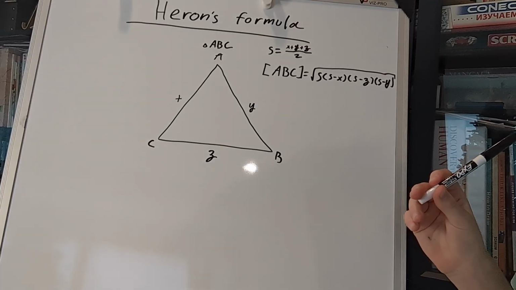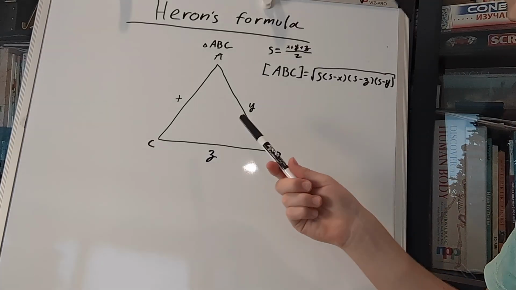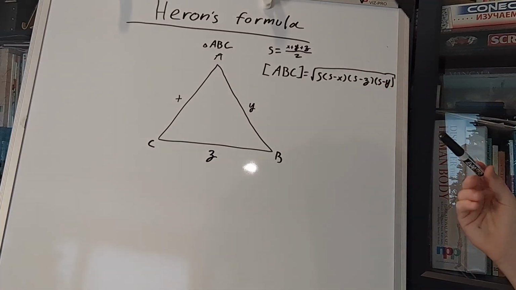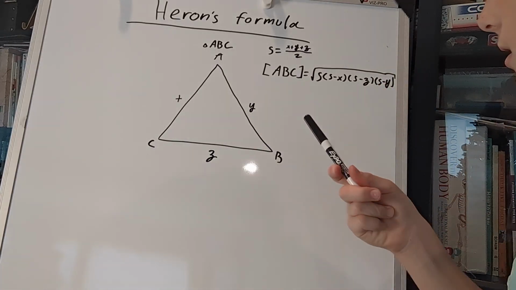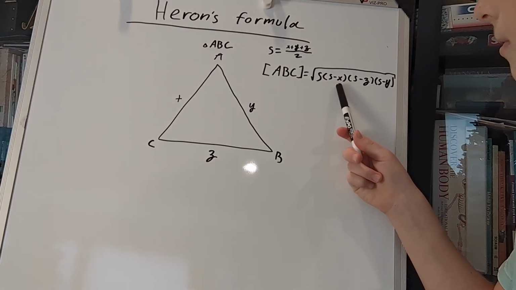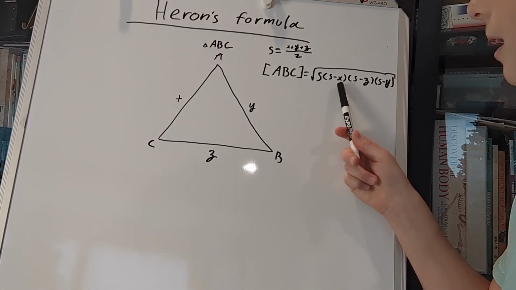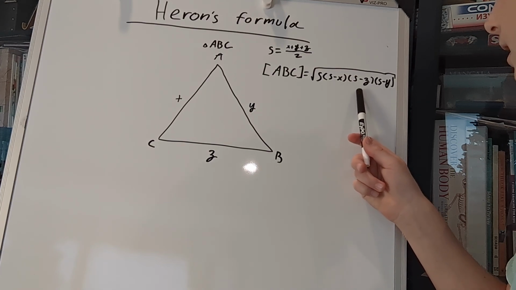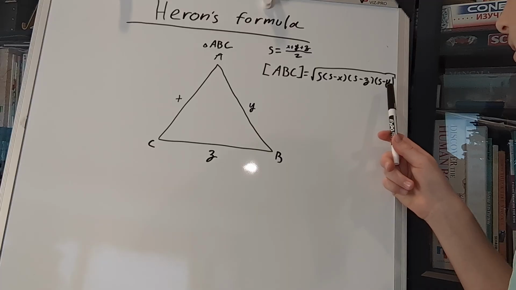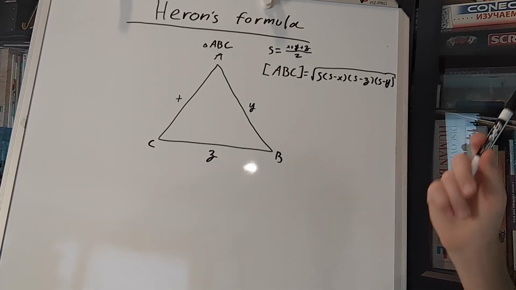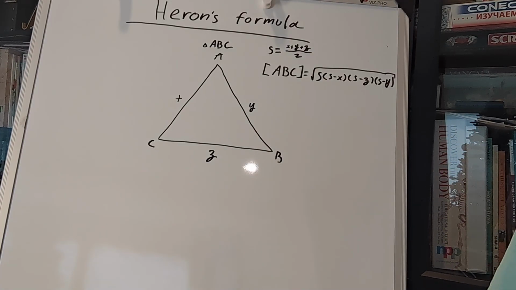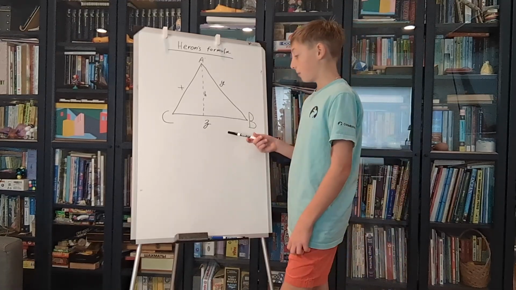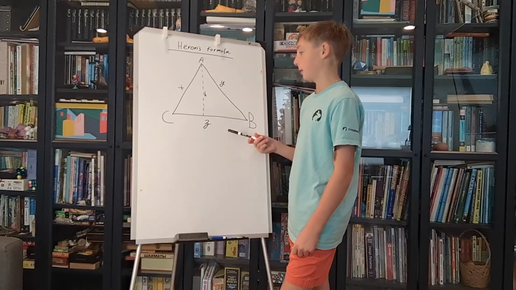And then the area of ABC is the root of the semi-perimeter times the semi-perimeter minus X times the semi-perimeter minus Z times the semi-perimeter minus Y. And now I'll show you where this comes from. And now we're going to prove Heron's formula.